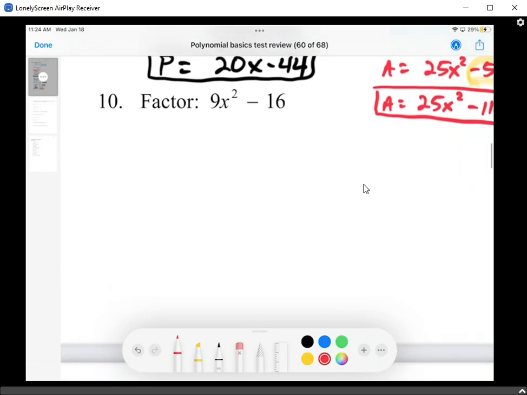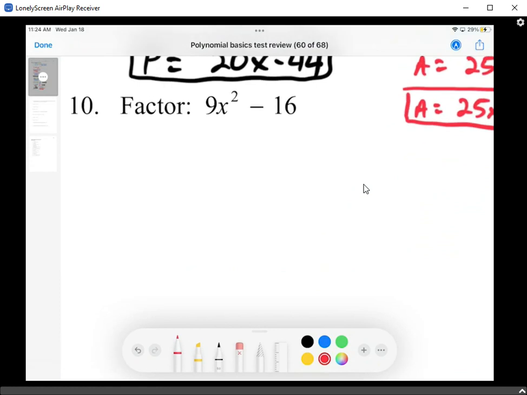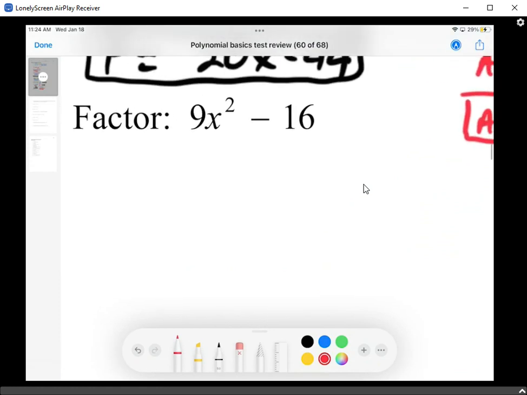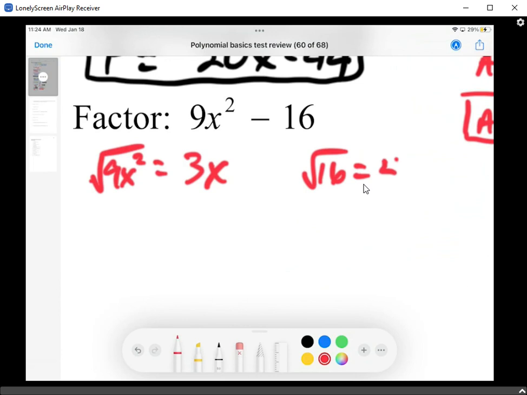Number 10. Number 10 is a straight up factoring problem, and we're just doing a difference of 2 squares. We've got 9x squared. Okay, we know that if we took the square root of 9x squared, the square root of 9 is 3, square root of x squared is x. Boom, 3x. On the other term, we've got 16, and the square root of that, of course, is equal to 4. We already knew that.